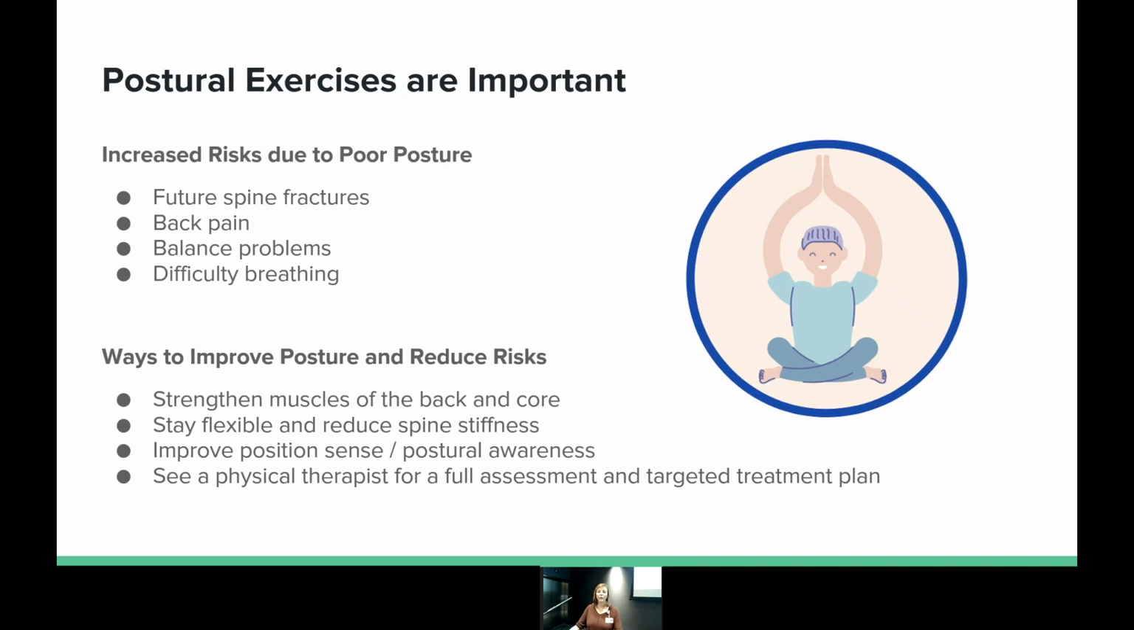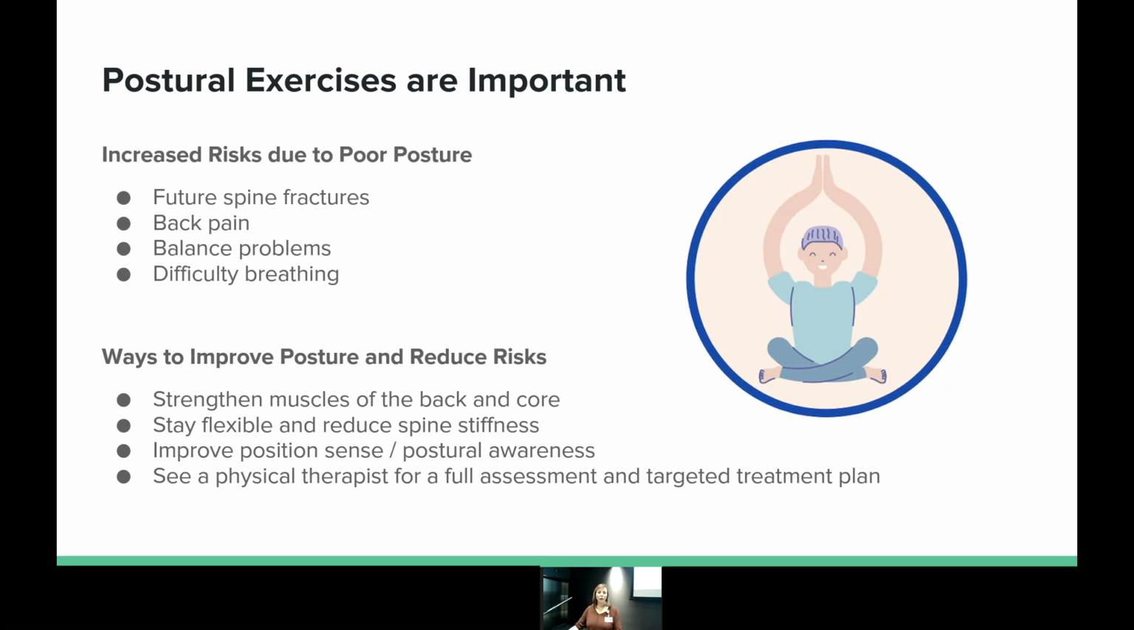Posture is also important. Poor posture is associated with a number of risks, and Sarah talked about that earlier. Some of those risks include spine fractures, back pain, balance issues, and even trouble breathing, because that forward stoop posture can put some compression on your rib cage and lungs. Well, fortunately, there are a number of ways to improve our posture, and we can do that with exercise as well as body awareness activities. So I'd like to highlight a few of them.